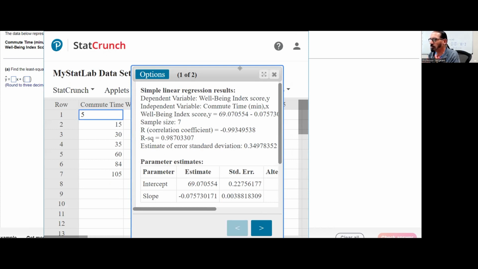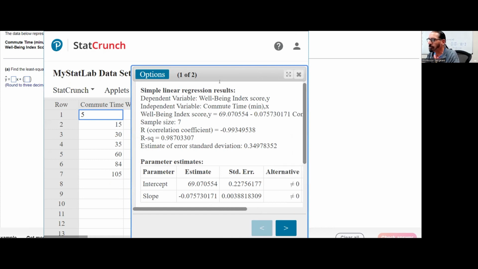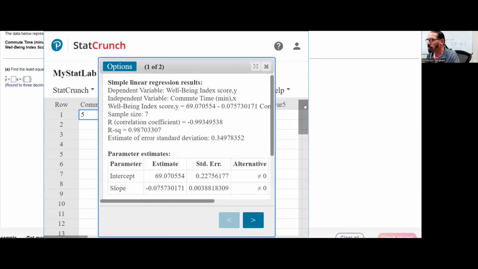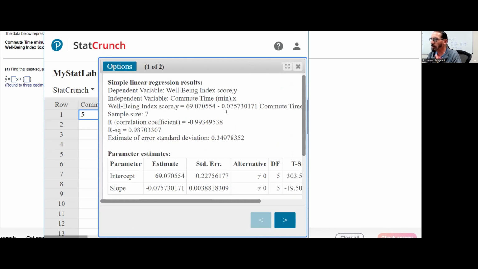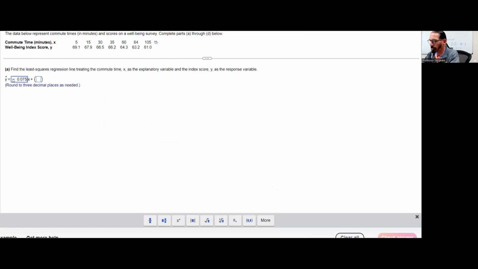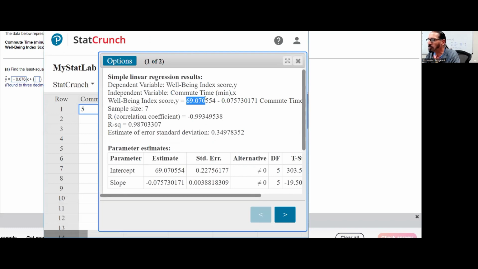We're supposed to round to 3 places. For some reason, StatCrunch is putting MX last and B, the y-coordinate of the y-intercept, first. Now that 7 is going to round that up. So a slope of negative 0.076, and a y-intercept, rounding that to 3 places as well. That's going to round up.